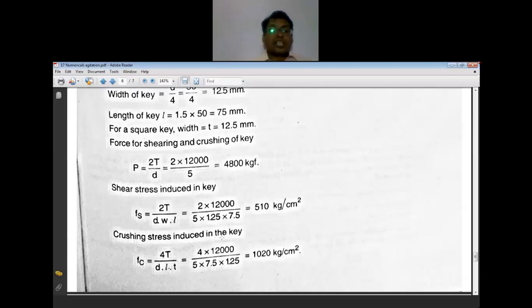So it comes to 510 kgs per centimeter square. Similarly, the crushing stress induced in the key, fc, is 4T upon dlt, which is 4 into 12,000 upon 5 into 7.5 into 1.25, which comes out as 1020 kgs per centimeter square. So from the torque of the shaft, you have calculated the shearing stress and the crushing stress.